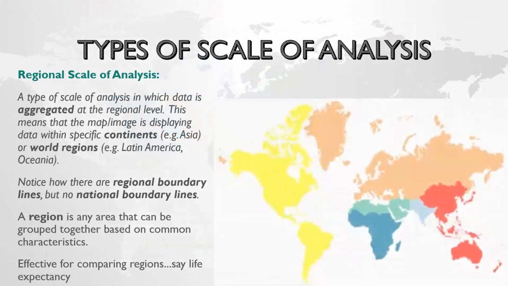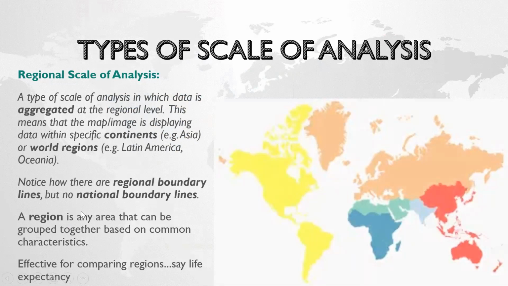Next here we have regional scale of analysis. This is a type of scale analysis in which data is aggregated at the regional level. So this means that the map image is displaying data within specific continents, specific world regions. You'll notice how there are regional boundary lines, in other words, boundaries that are a little fuzzy, but there are no national boundary lines. So we're not seeing countries' borders and boundaries.